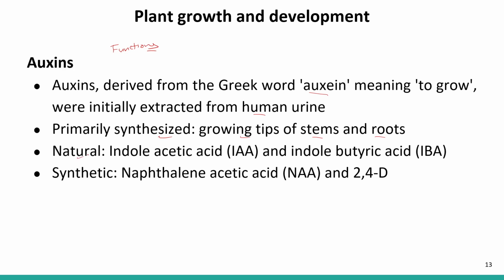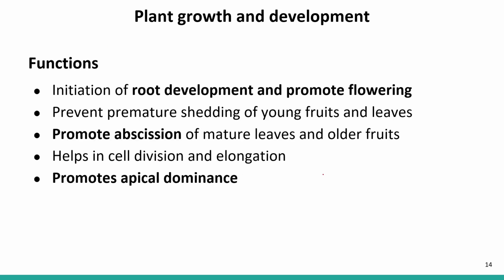There are two types of auxins, natural and synthetic auxin. Examples of natural auxin are indole acetic acid and indole butyric acid. Synthetic auxins are naphthalene acetic acid and 2,4-D, 2,4-dichlorophenoxyacetic acid. What are the functions of auxins? First important function is the development of roots, and it also promotes flowering.